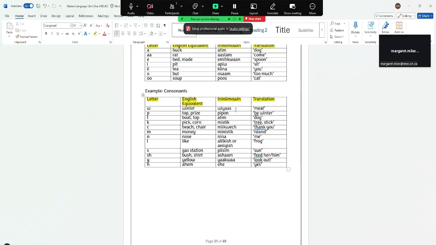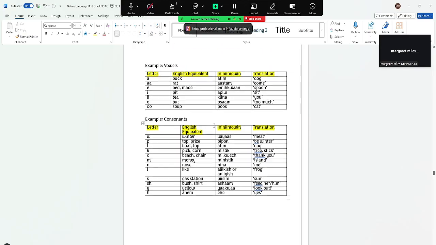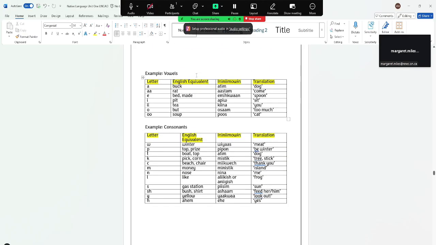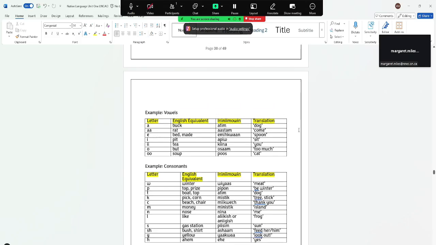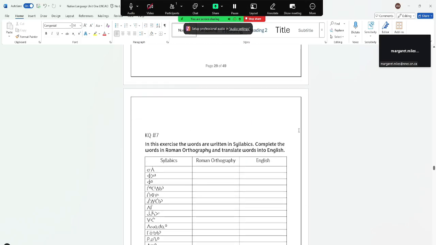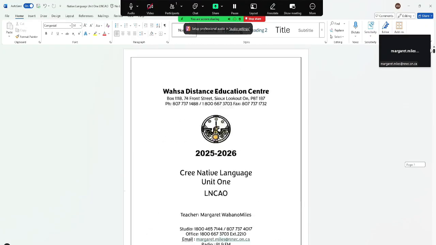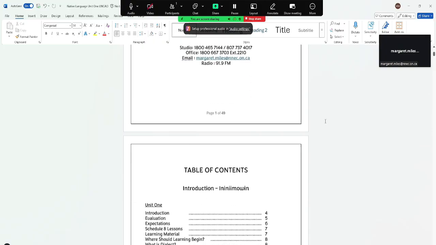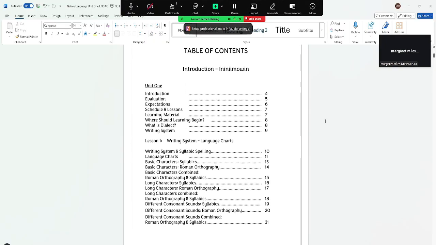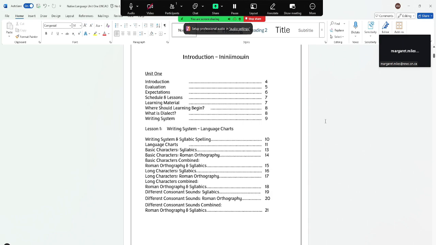So we went through the consonant sounds and vowel sounds, translating into English equivalent, Cree word, and translation into English. So again, we will be doing more practice with these charts, the vowels, finals, and that is it for today.